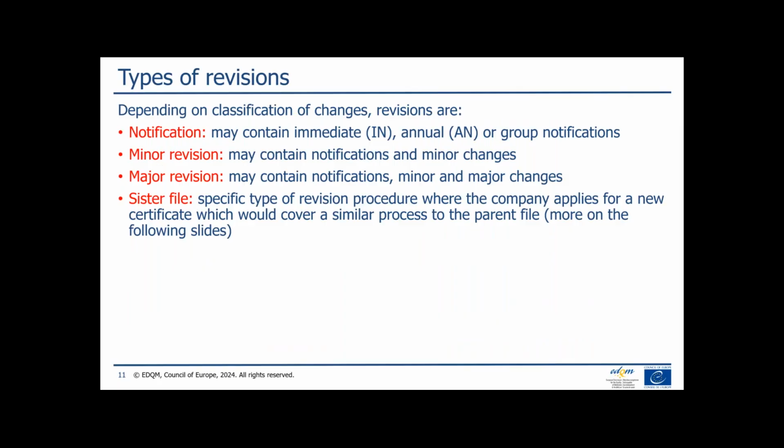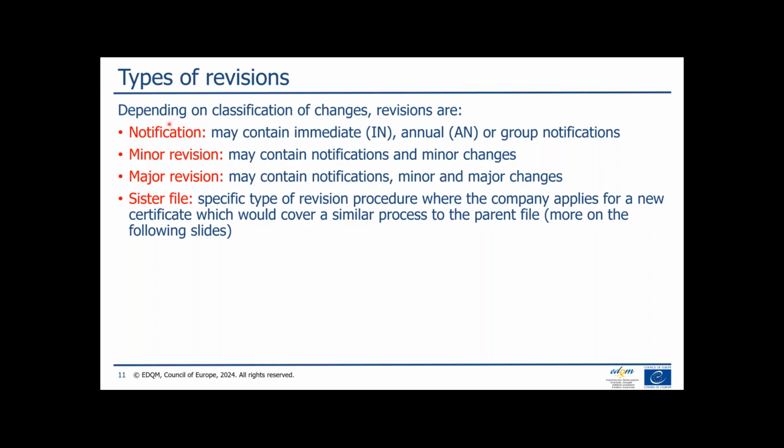Now, types of revisions. So what is the difference between change and revision? One revision can have one or more changes within it. There are same names for revisions and changes, so minor change, minor revision, but the meaning is different. So for minor change, you should refer to the guideline in order to classify correctly and choose the correct type of revision. Depending on the classification of changes, revisions are notifications, minor, major revisions, and sister file.